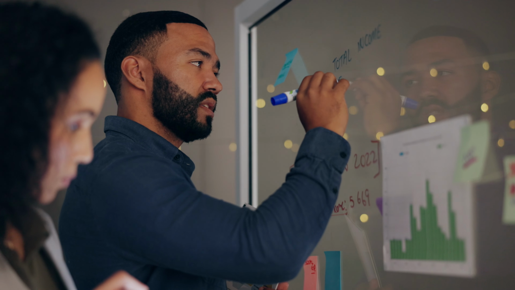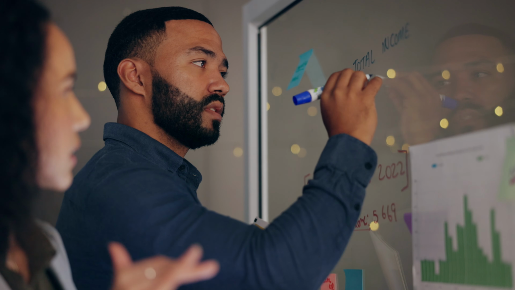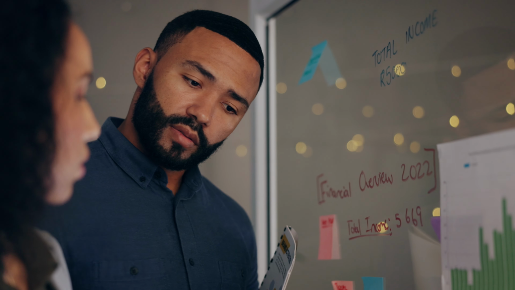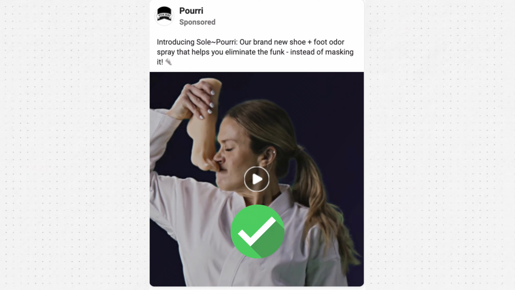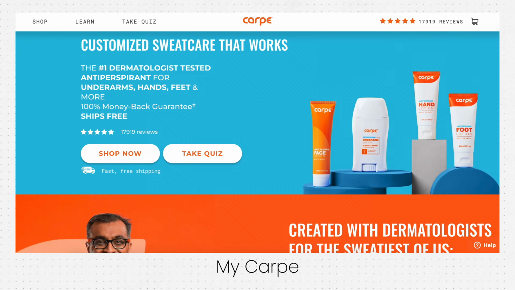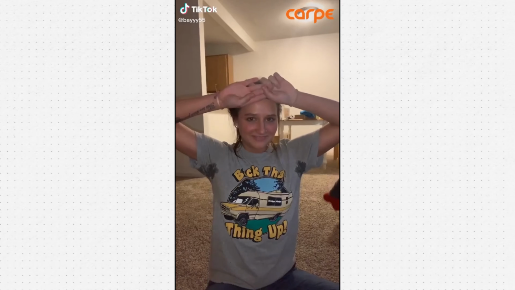It's going to give you a competitive edge, and I really suggest that you dig in deep how you can show your product or service in a way that shocks the person. So if you're removing odor like these guys are, then smelling a foot is going to be the way to go. We ran ads for another company called My Carpe, and they were helping people with excessive sweating.